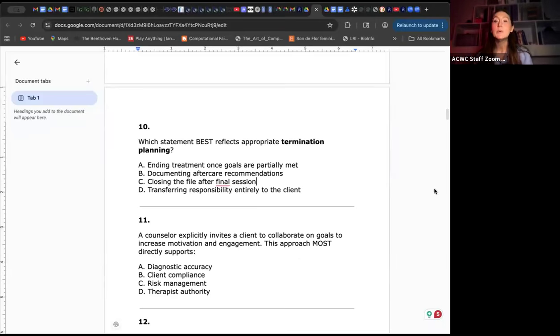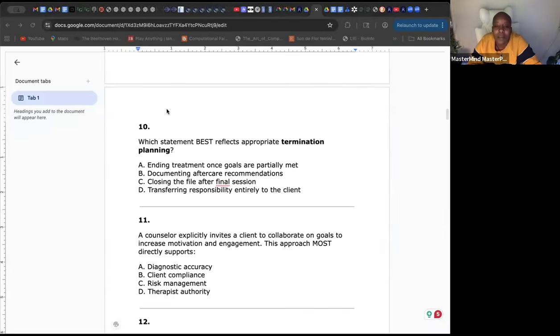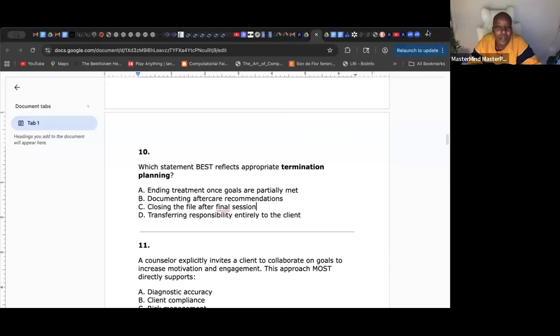Mastermind, we would have been back to you if you feel comfortable. Can you take number 10 while I hunt down right quick that PowerPoint that's vanished? Okay. Which statement best reflects appropriate termination planning? So they want to know if you know how to appropriately plan for termination. A, ending treatment.